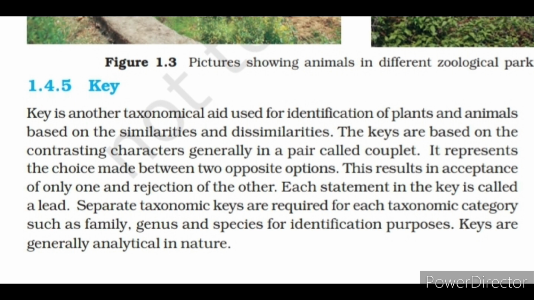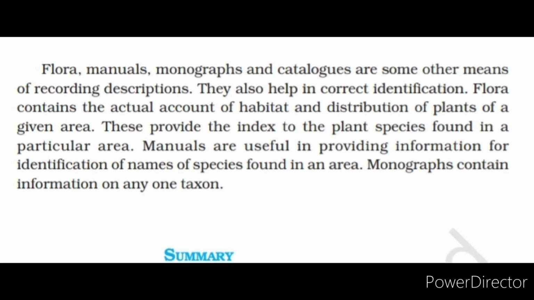Flora, manuals, monographs and catalogs are some other means of recording descriptions. They also help in correct identification. Flora contains the actual account of habitat and distribution of plants of a given area. These provide the index to the plant species found in a particular area. Manuals are useful in providing information for identification of names of species found in an area. Monographs contain information on any one taxon.